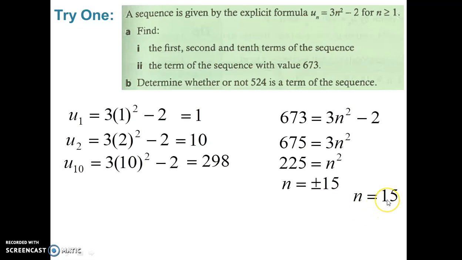To check that, you can always put 15 back in this kind of setup, right? You put u15 and you put 15 in here, and then you'll notice you'll get 673. All right, try the last question, part B.